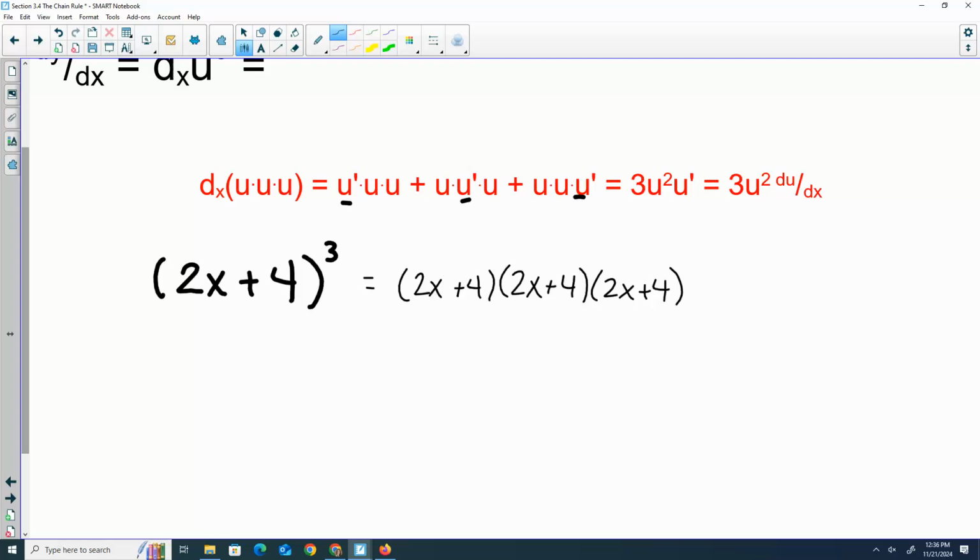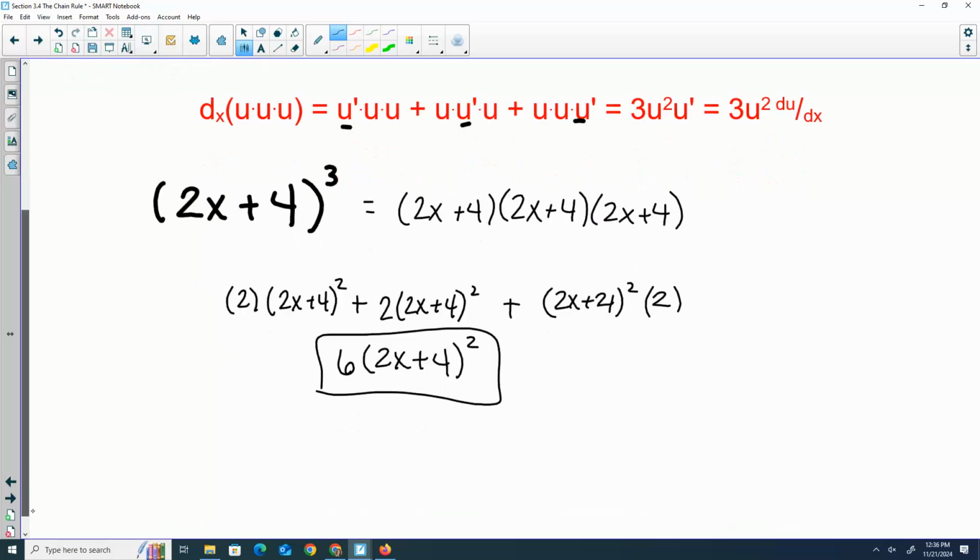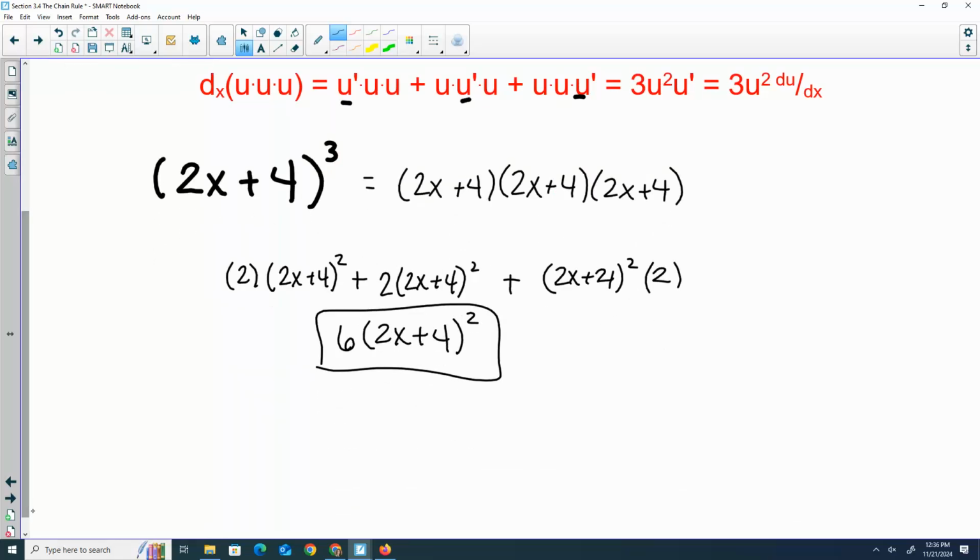We say, okay, derivative of the first one is 2, the other 2 stay the same. Can I just write it as 2x plus 4 squared? Plus, now the first and last one stay the same, so we still have a 2x plus 4 squared. Derivative of the second one is 2. Plus, the first and second stay the same. Derivative of the last one is 2. And so we get 6 times 2x plus 4 squared. We agree? So that's what this derivative comes out to be. I'm telling you that there is a shorter way of doing this.